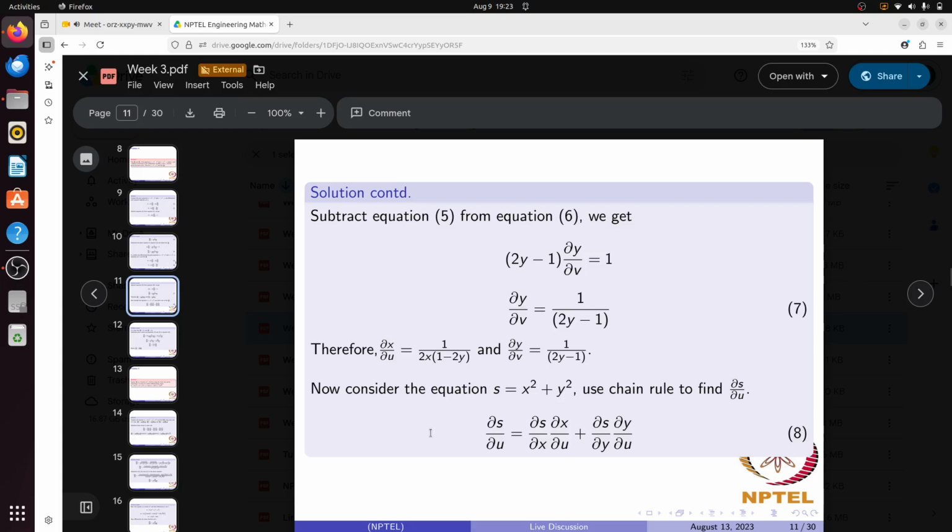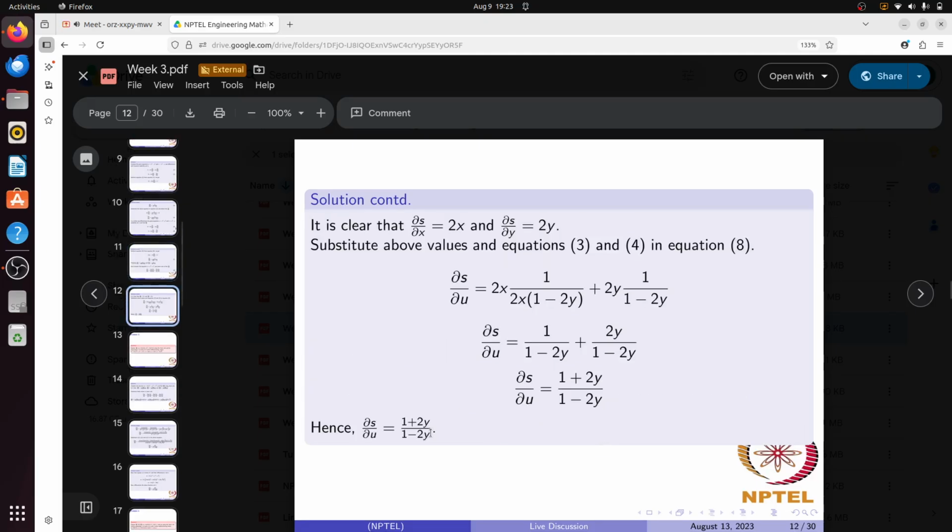So for del s del u, you implement the chain rule. You get del s del u equal to del s del x del x del u plus del s del y del y del u, and then you will get del s del u equal to 1 plus 2y by 1 minus 2y. It is a bit tricky. I have already put the week 3 notes in the folder, so you can easily cross-check.